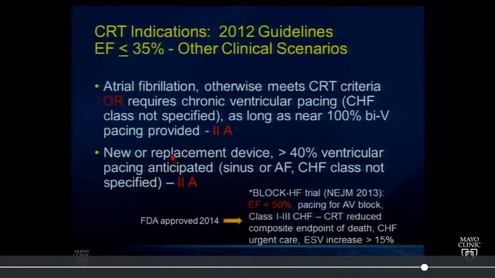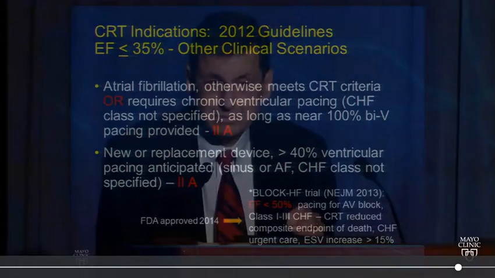Phrased another way, you have a patient who has a need for a device for heart block, let's say, or a replacement device. They have an EF less than 35%, and again, you anticipate a high prevalence of ventricular pacing. CRT can be offered for that new or replacement device, and it doesn't matter whether they're in sinus or atrial fibrillation, and again, the congestive heart failure class is not specified. So the point is that the patient who needs pacing for a conventional bradycardic indication and has left ventricular dysfunction is going to suffer the morbidity of chronic right ventricular apical pacing, and it's appropriate to offer CRT to those patients.